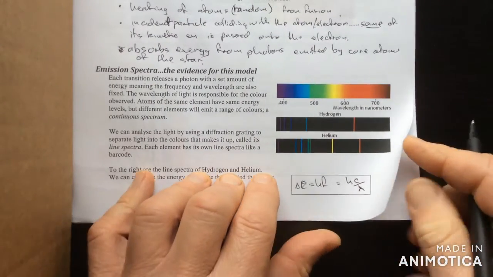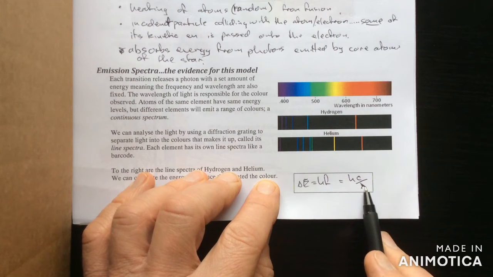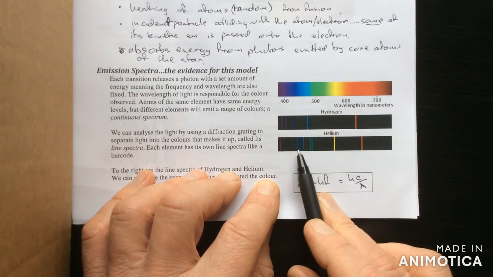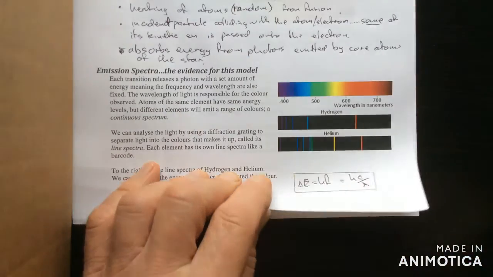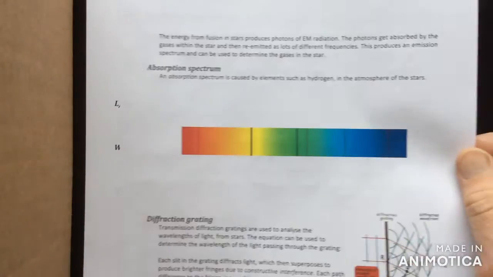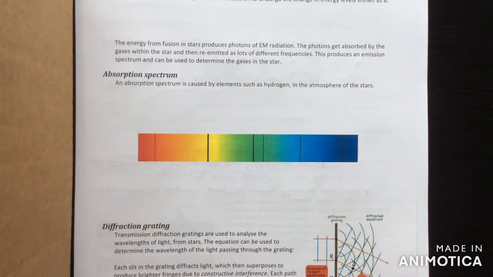So by looking up at stars, if we can spread out the different frequencies, the different wavelengths like this, then we can actually start to see which gases are contained within the stars. So that's how we know the chemical makeup of stars. And it links into this whole idea of light being given out at these different frequencies.